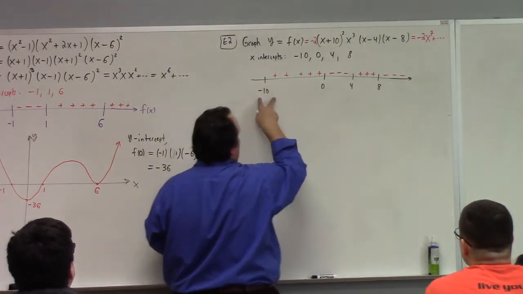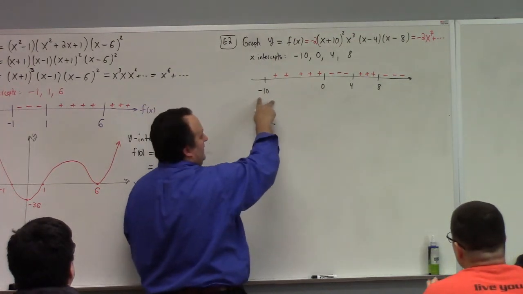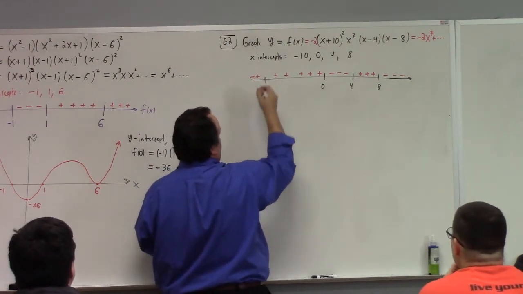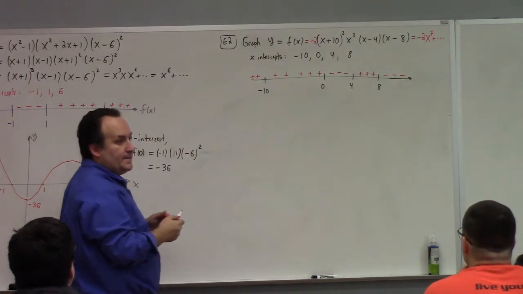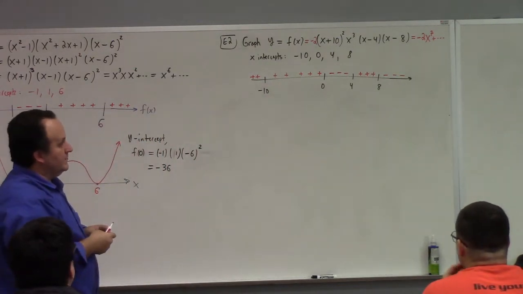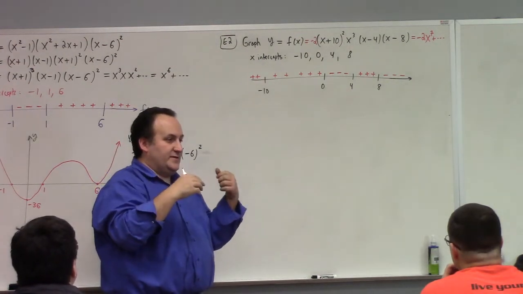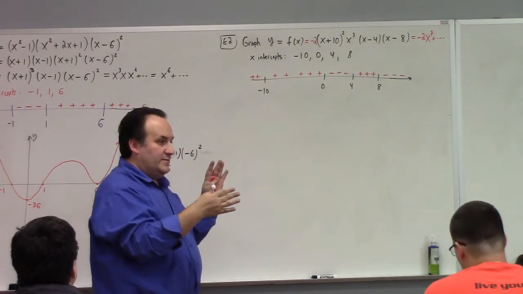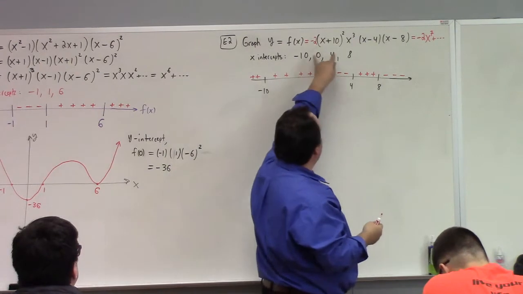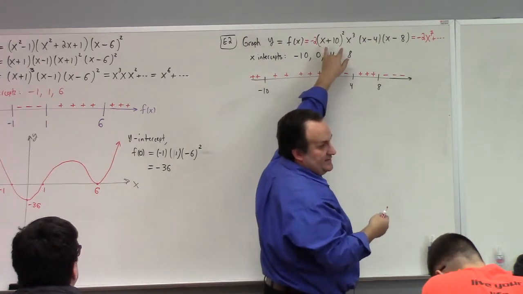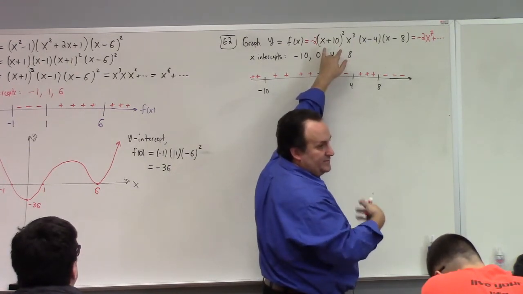And then at minus 10, oh, that's a square, so it bounces there. So we stay plus like that. Wait, how did you get the leading coefficient? The way to get the leading coefficient is you pick the biggest, baddest thing from each one of the factors and multiply them. So what is biggest in x plus 10 squared? It's x squared. That's the largest power there, right?